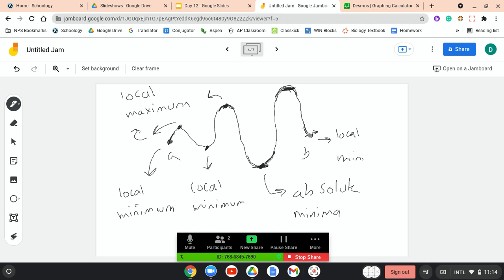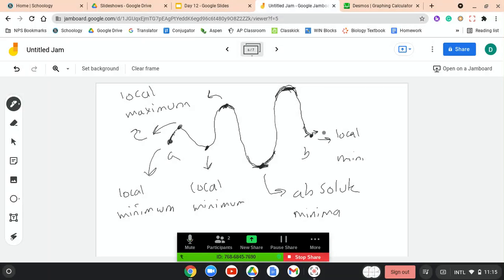Here it has to be greater than all the values to the left of it. Whereas here, it has to be less than the values on this side and this side. For this to be a minimum, it has to be less than the ones over here and the ones over here, right? But for this to be a minimum, it only has to be less than the ones on this side because there's nothing on this side.